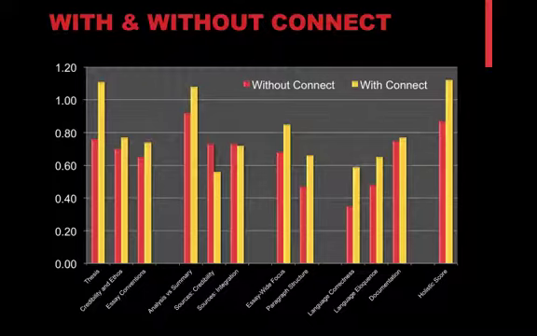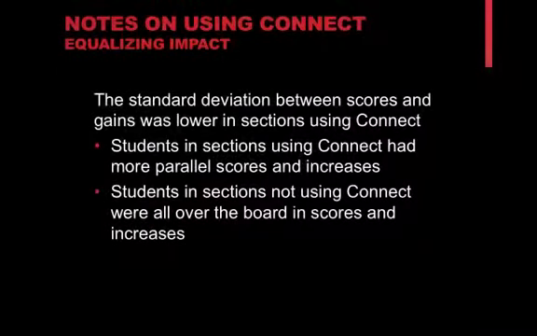A few more notes on the sections that were using Connect and those that weren't. The standard deviation between the scores and the gains was lower in the sections that used Connect than in the ones that did not. So in other words, there was an equalizing impact of using Connect on the students in a class. Their overall scores and their gains were more parallel in the classes where Connect was used. In the classes where Connect was not used, some students had huge gains, some had none, some had very little, but they were all over the board.